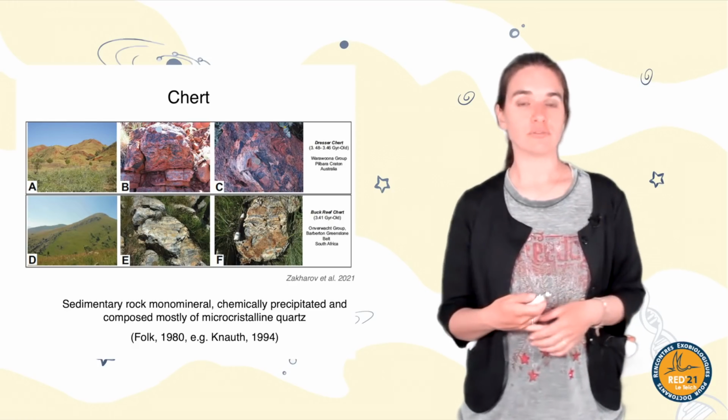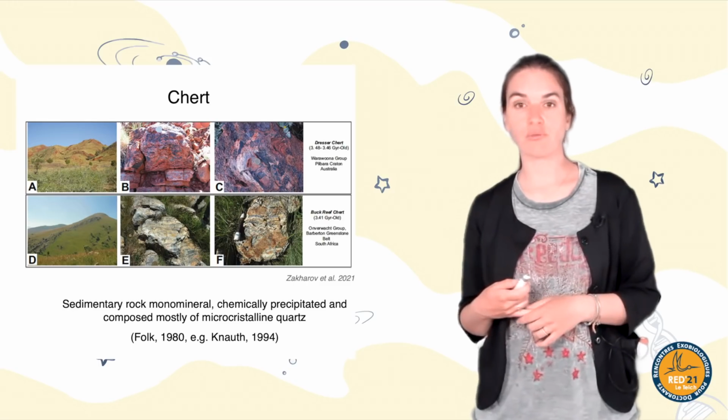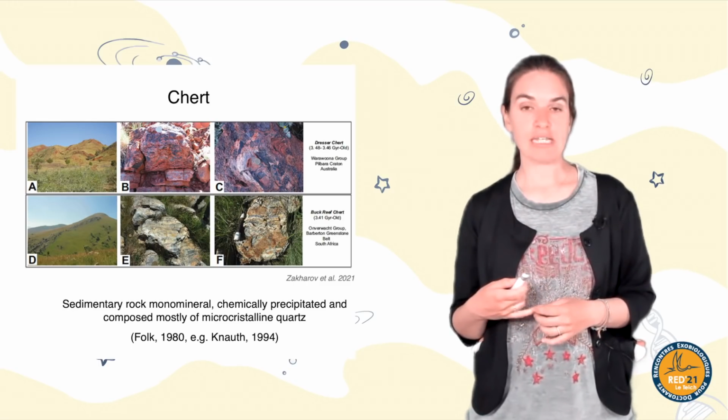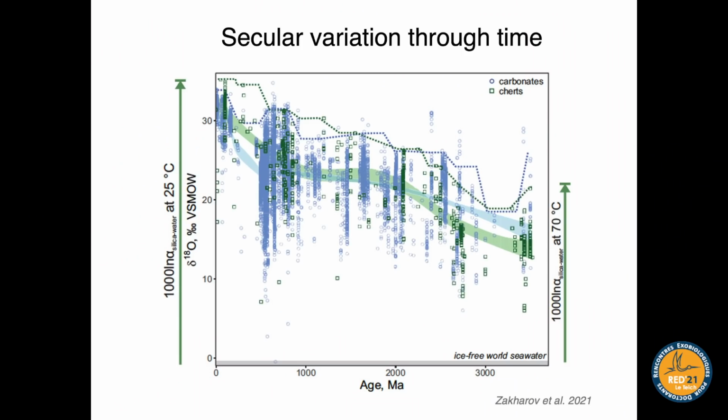So we can use the oxygen composition of chert to reconstruct the temperature, and that has been done for many decades now. On this diagram, published by David Zakharov last year, you can see the evolution of the delta 18O of the water, and you can see the age in millions of years. The blue is carbonate, and the green is the chert.